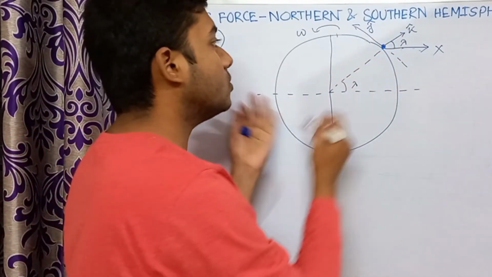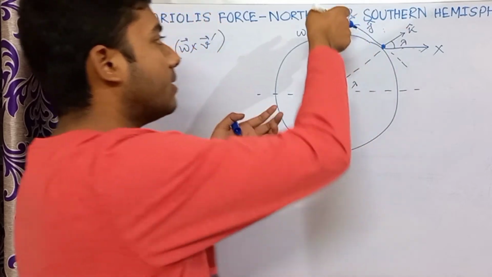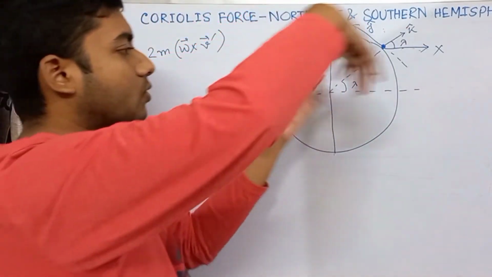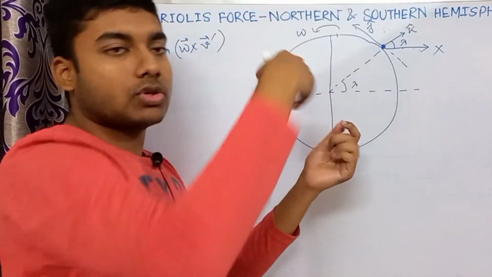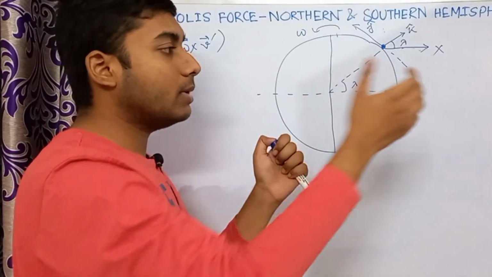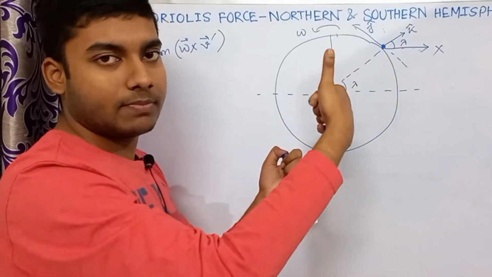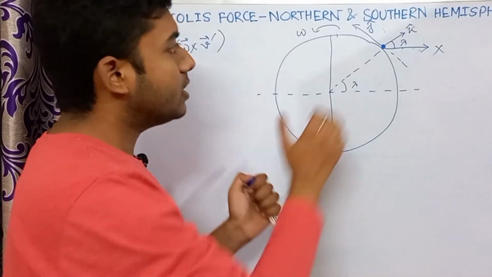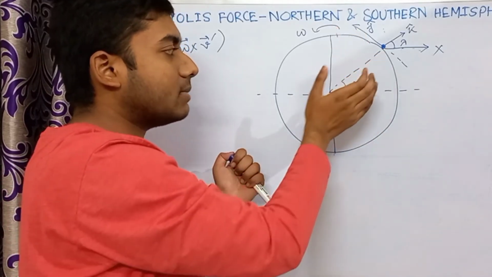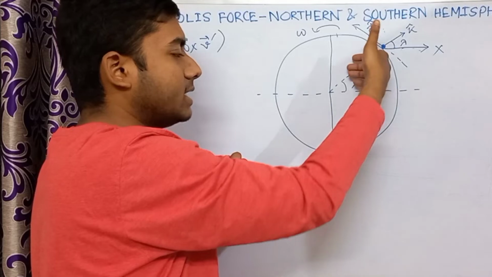Now we know that the Earth is rotating in this way. So what will the direction of omega be? This, right? I think you have the basic knowledge. So the omega will be as the motion, as the velocity is in this direction.